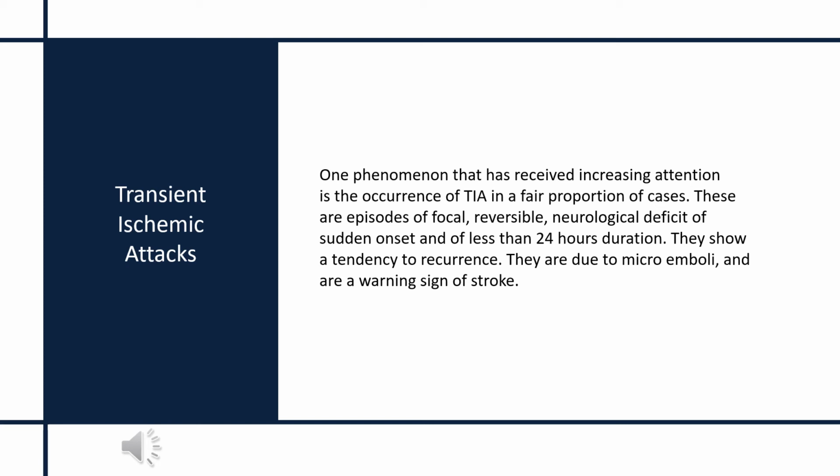Now, why are these important? Why are they discussed here? Because one, they show a tendency to recur. Once a transient ischemic attack has occurred, there are great chances that it will happen again. They will recur, and they are also warning signs of stroke. After TIA, the chances of stroke increase manifold. So once a person has had a TIA, there are chances that he or she may go on to have an episode of stroke as well. These TIAs are due to microemboli in the vessels.